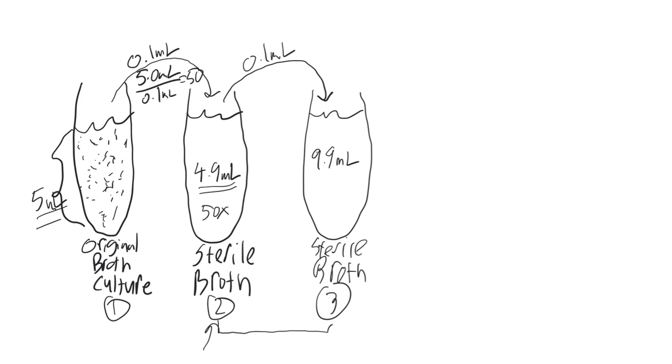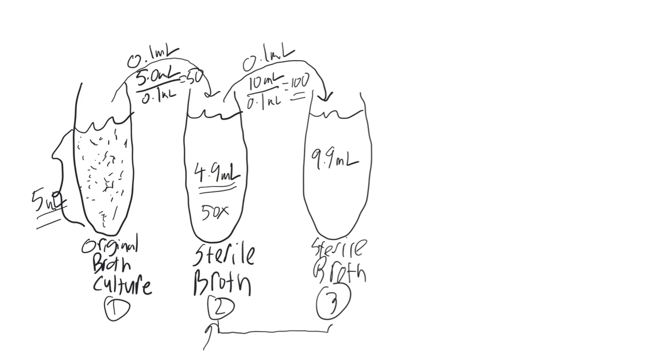You take the final volume in tube 3 and divide that by the amount we put into tube 3. So the final volume here is going to be 10 milliliters, and the amount we put in is 0.1 milliliters. When we divide that, we get 100. So just between tube 2 and tube 3, we've diluted by another 100 times.